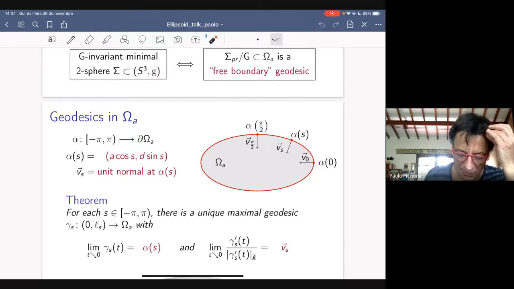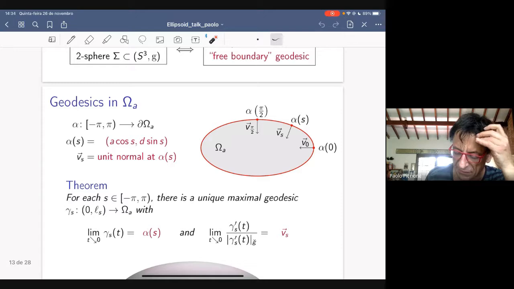Okay, so the first problem is dealing with the fact that the metric is singular here on the boundary, okay?